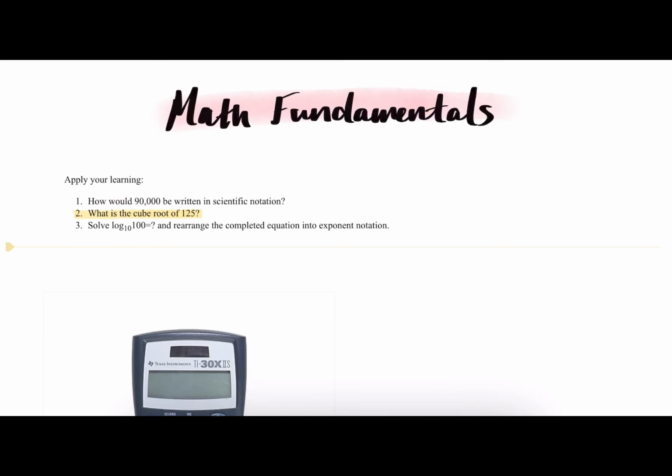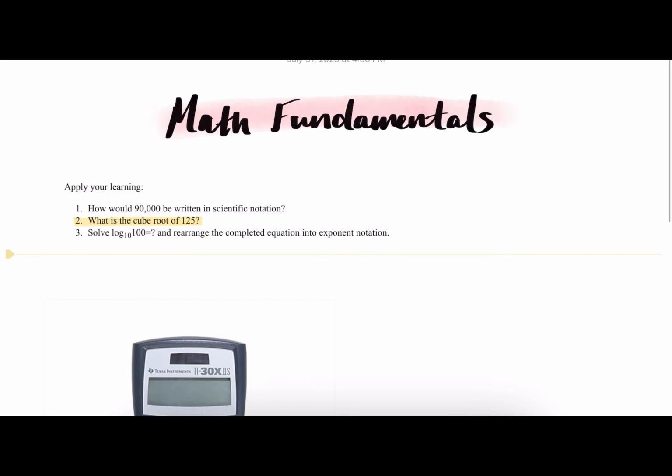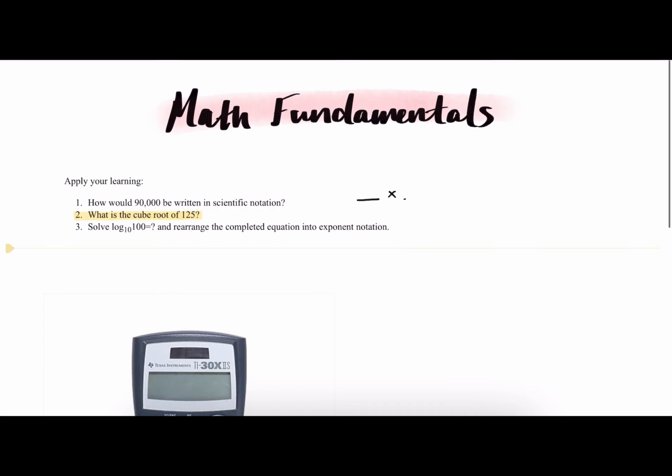Hi everyone, in this video I'll be going over the Apply Your Learning question number 2 from the Math Fundamentals unit. Question number 2 asks, what is the cube root of 125? So when you're asked to find the cube root of something, you're essentially being asked what number multiplied by itself 3 times will give you that number. In our case, what number multiplied by itself 3 times will result in 125?